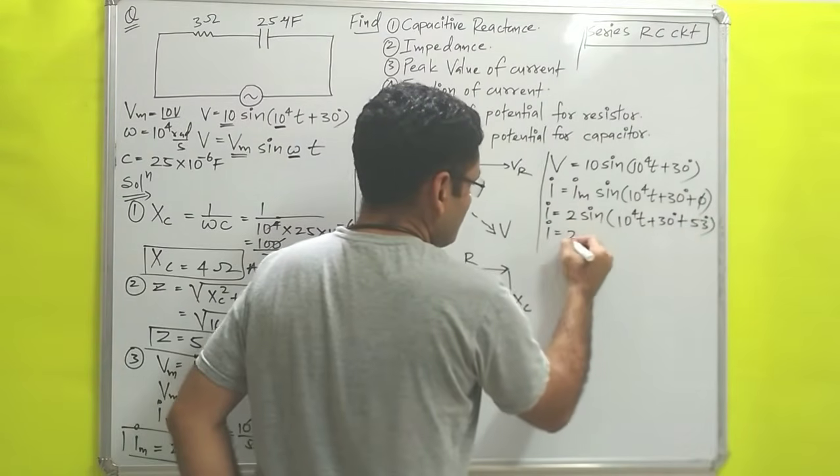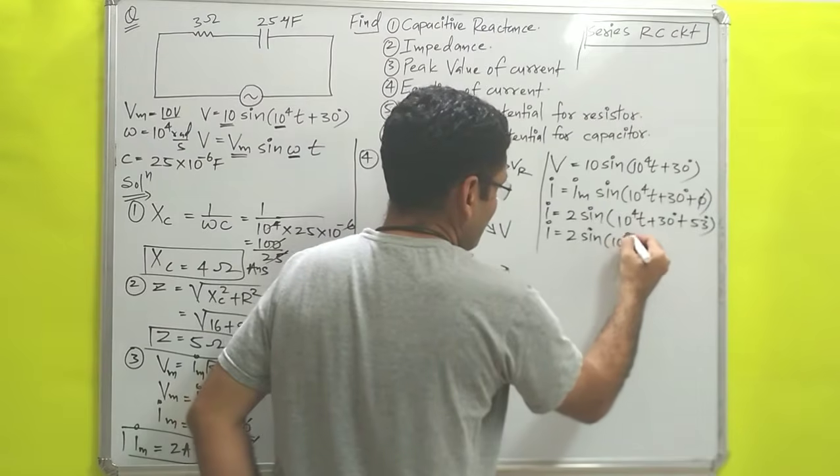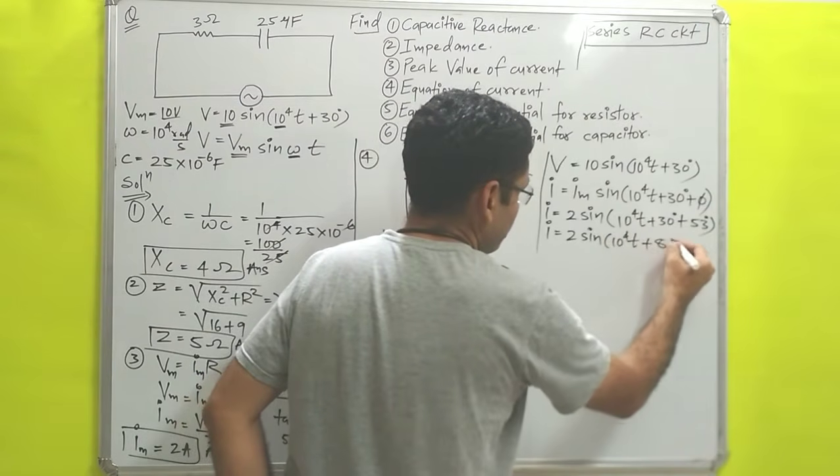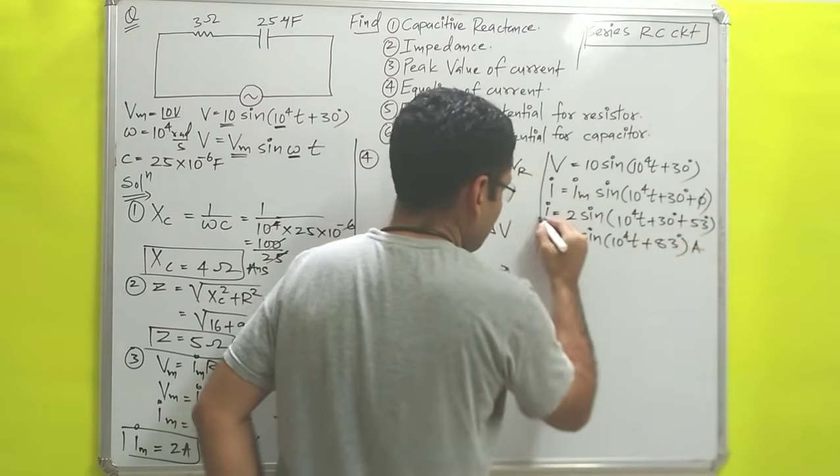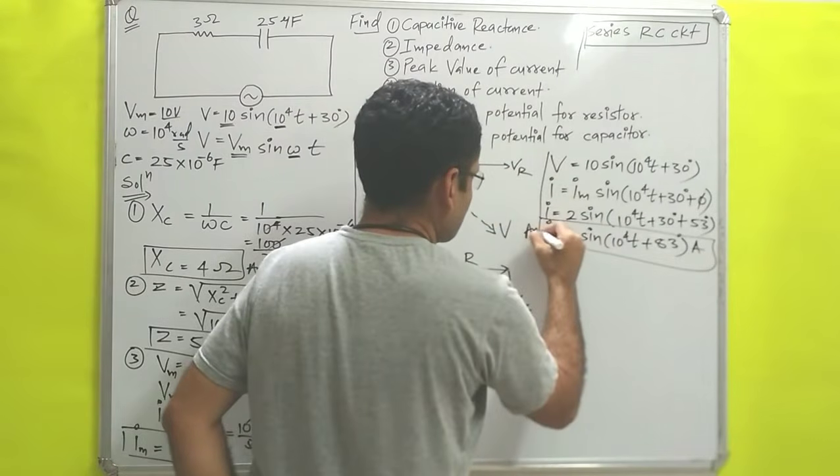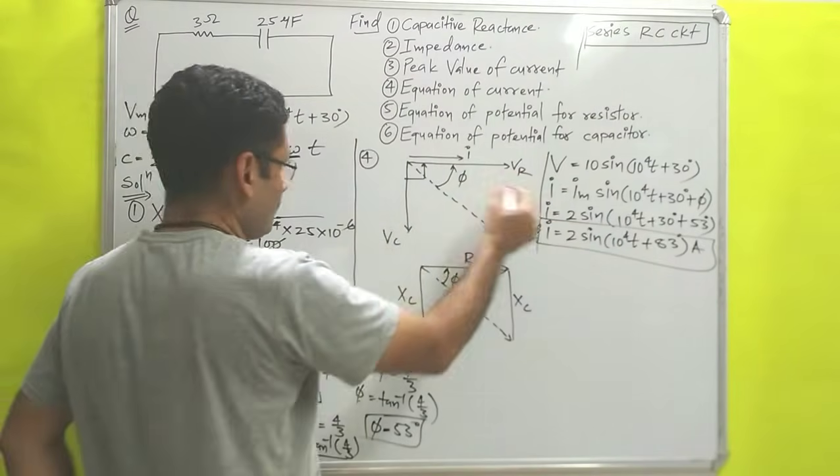So I is equals to 2 sine 10 raised to 4 t plus, that will be your 83 degree in terms of ampere. So that is the answer of question number 4.